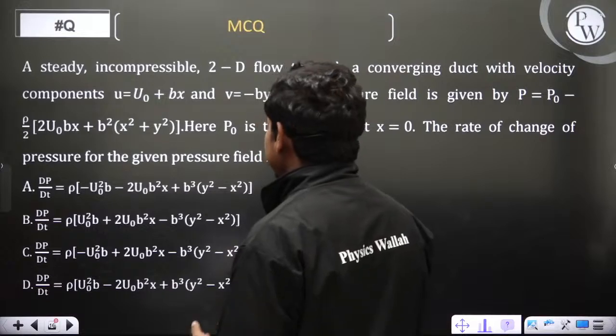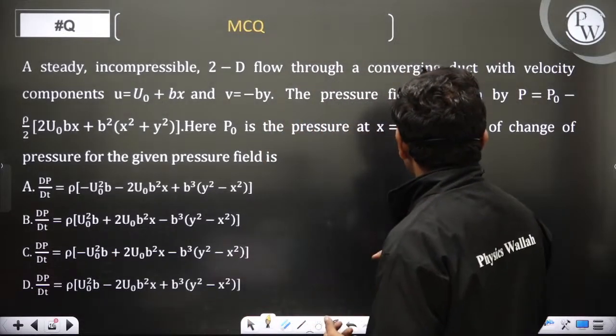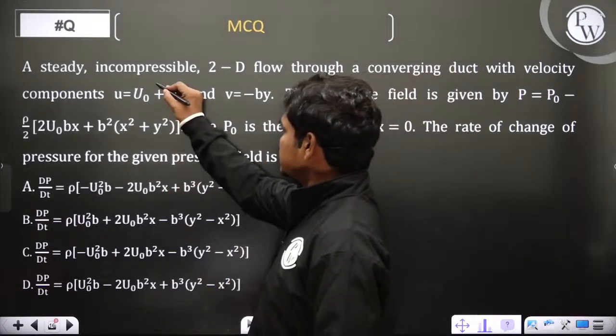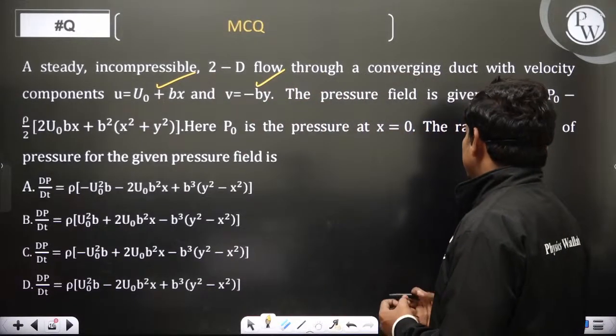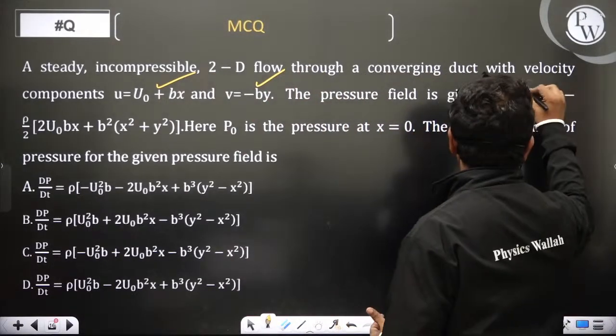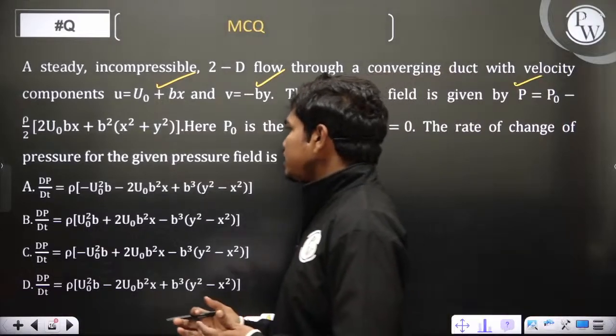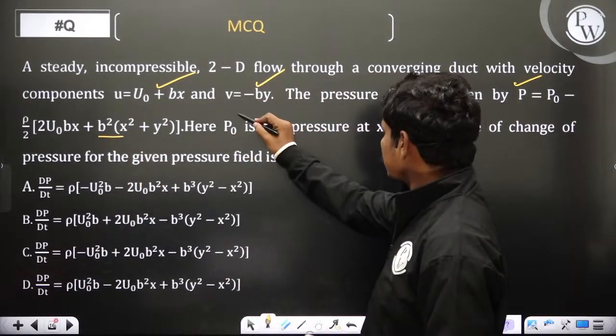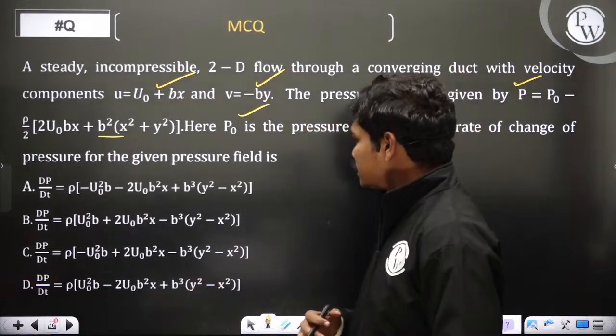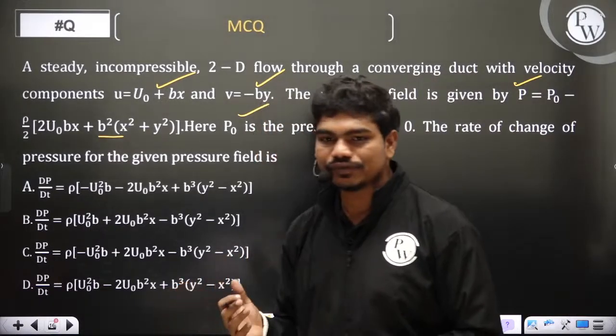See, a steady incompressible 2D flow through a converging duct with velocity components u is equal to u0 plus bx and v is equal to minus by is flowing. The pressure field is given by P is equal to P0 minus rho by 2 times (2 u0 bx plus b square times (x square plus y square)). Here P0 is the pressure at x is equal to 0. The rate of change of pressure for the given pressure field is dash.